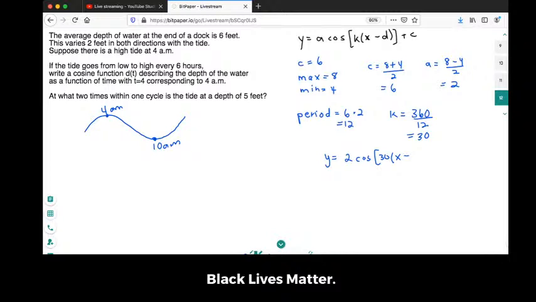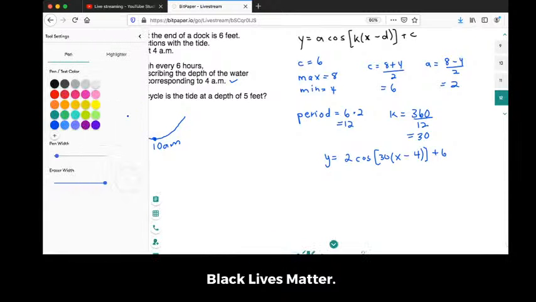Now, this is where it gets interesting. We need to determine what is the value of the d term. Now, we know that there is a high tide at 4 a.m. So that tells me that my d term is going to be 4. Because I'm using a cos function, I only care about what the high tide is in this particular instance. So there we go. This is part A of the question, the answer to this part.